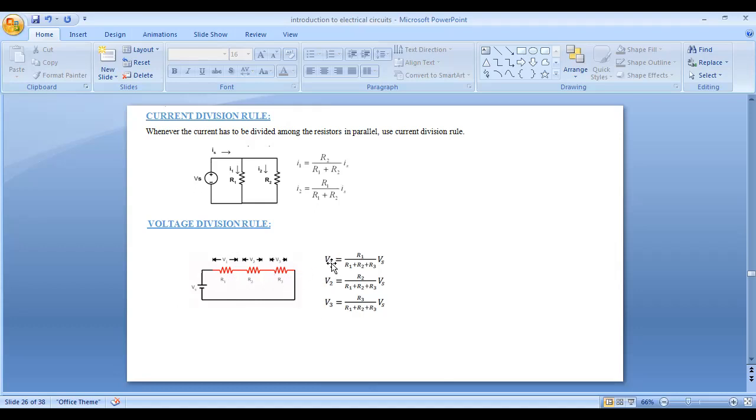To find V1, we have the voltage division rule, that is the total voltage into same branch resistor by the sum of the resistors. So here V1 is equal to R1 by R1 plus R2 plus R3 into Vs. Similarly, the drop across resistor R2, that is V2, is equal to R2 by R1 plus R2 plus R3 into Vs, and V3 is equal to R3 by R1 plus R2 plus R3 into Vs.